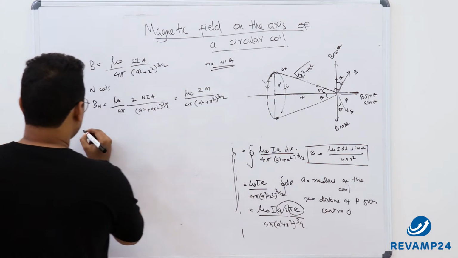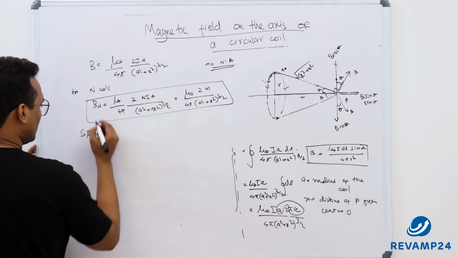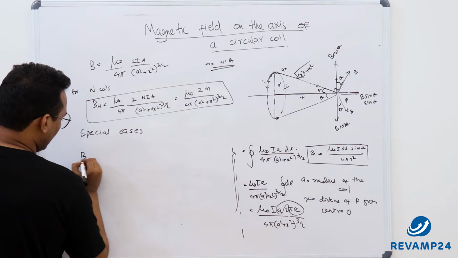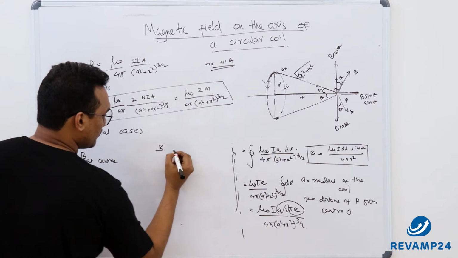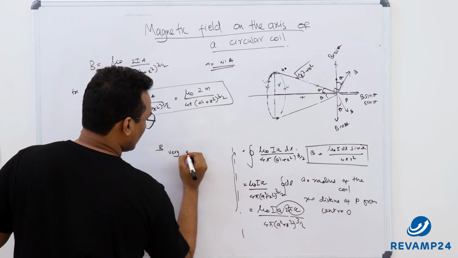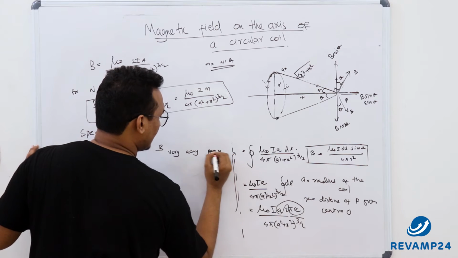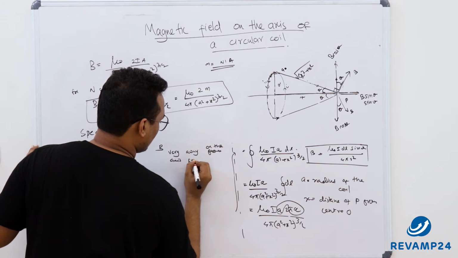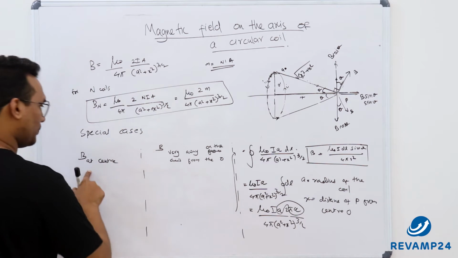Now special cases. This is very important, okay? Net magnetic field, special cases: B at the center and B very far away from the center, on the axis.